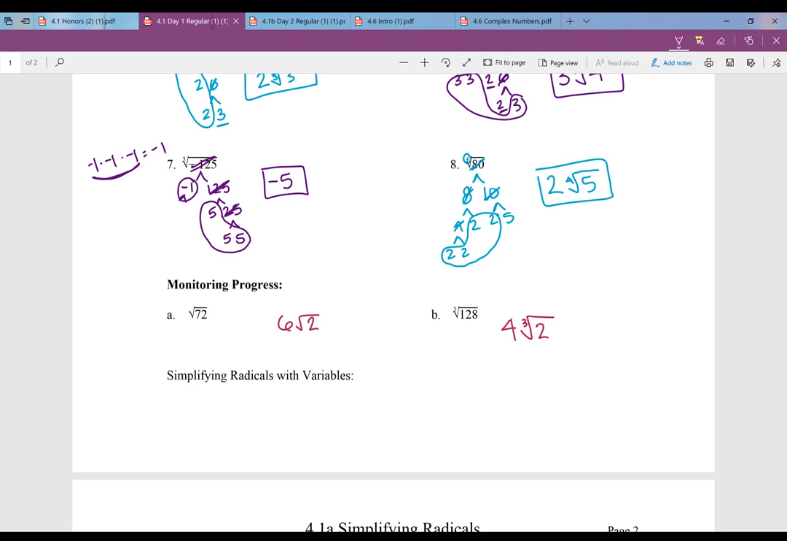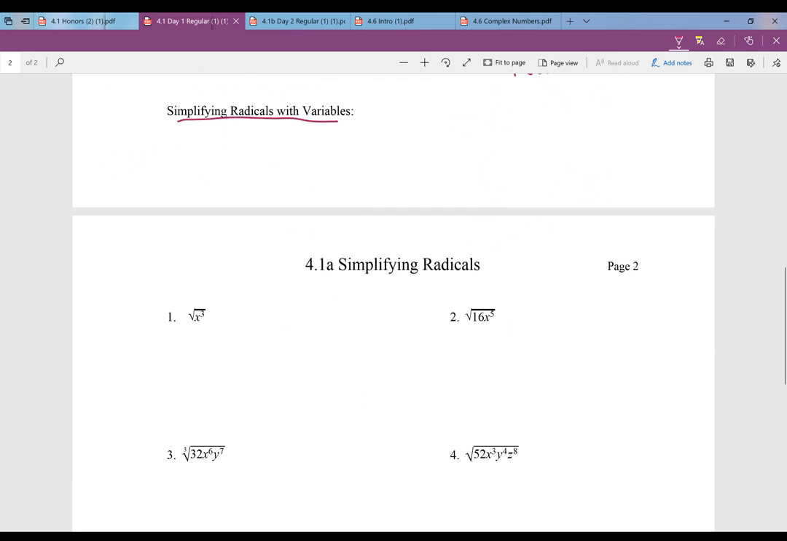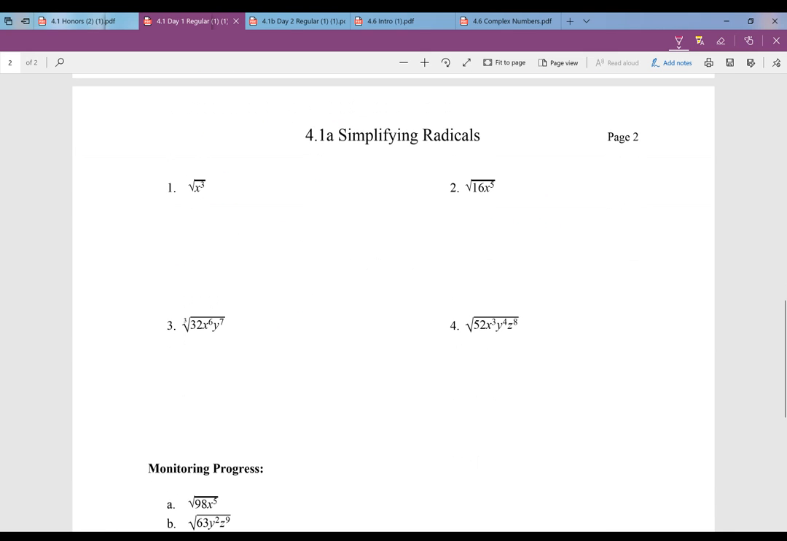All right, here are the answers to those monitoring progress questions. So check your work, make sure you got those correct. And then next, we're going to move on to simplifying radicals that have variables. So here's some examples that we're going to do.